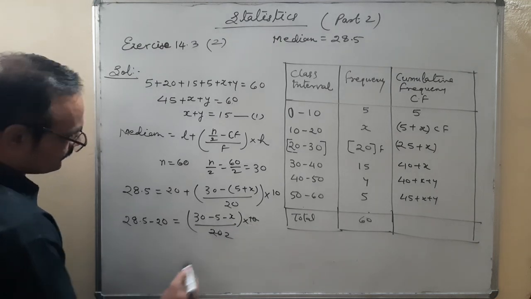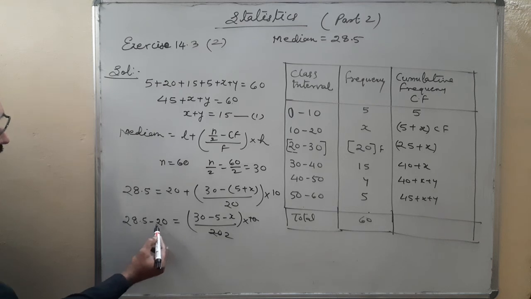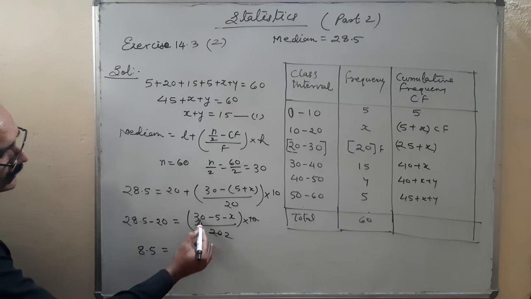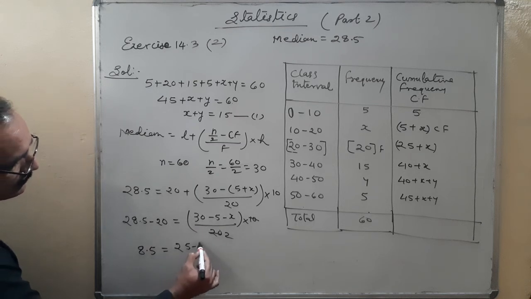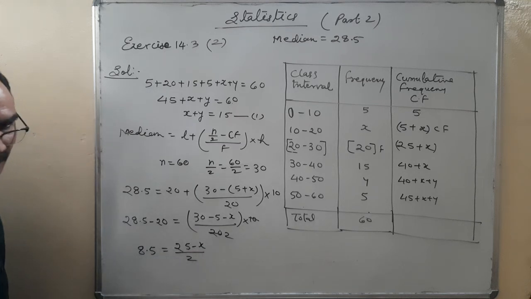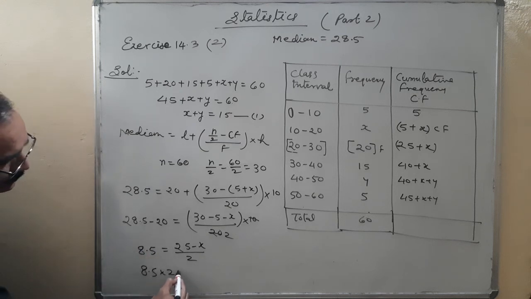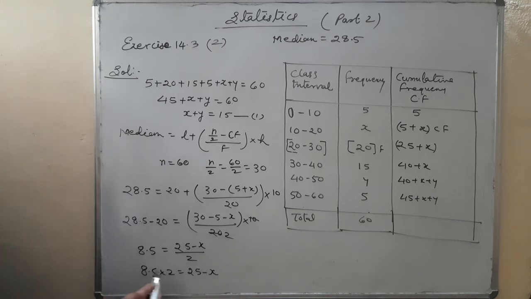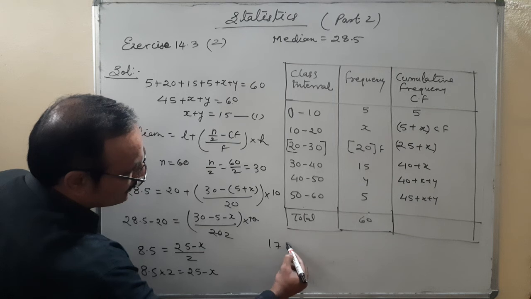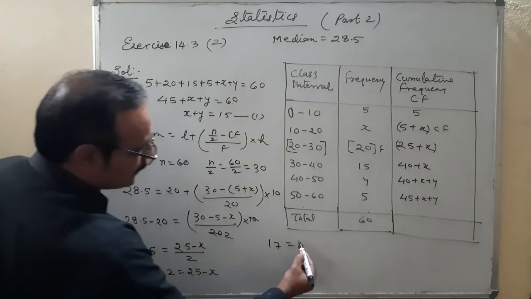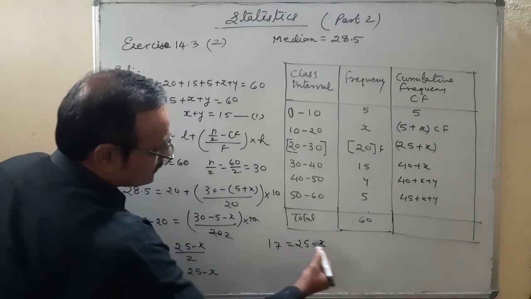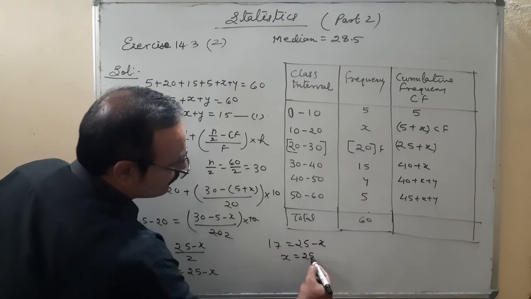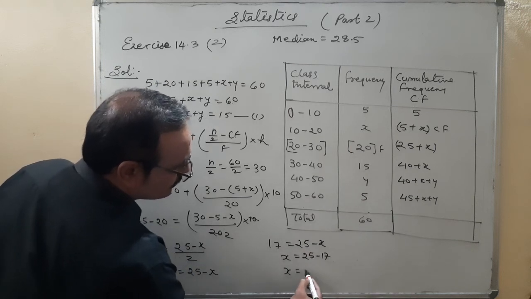10 twos are 20. 28.5 minus 20, what is coming? It is 8.5 is equal to (30 minus 5, that is 25 minus x) upon 2. This 2 will be shifted here. 8.5 multiplied by 2 is equal to 25 minus x. 8.5 multiplied by 2, that is 17. 17 is equal to 25 minus x. So that means x is equal to 25 minus 17. x is equal to 8.